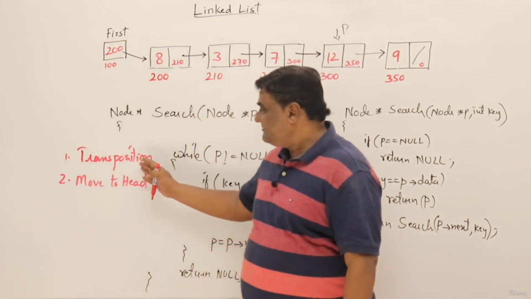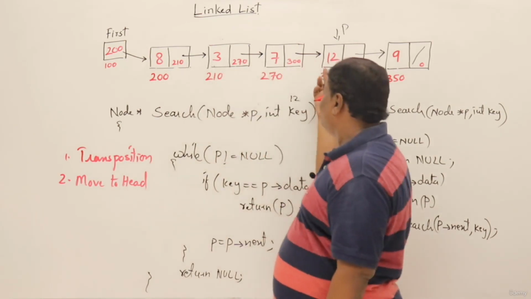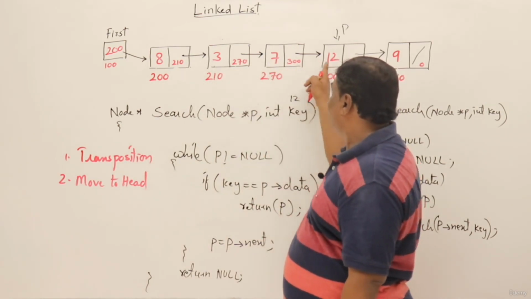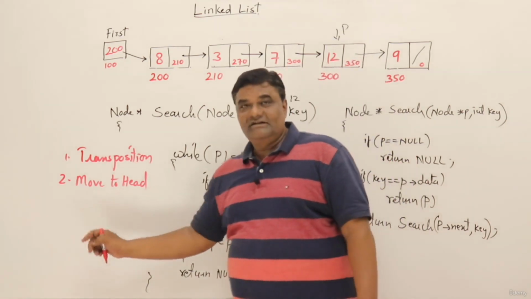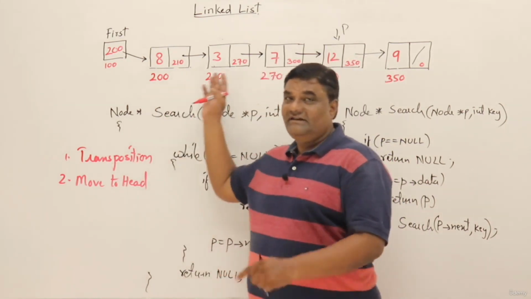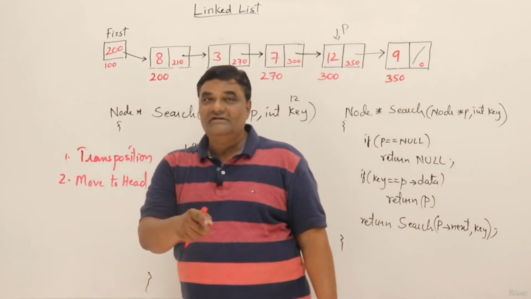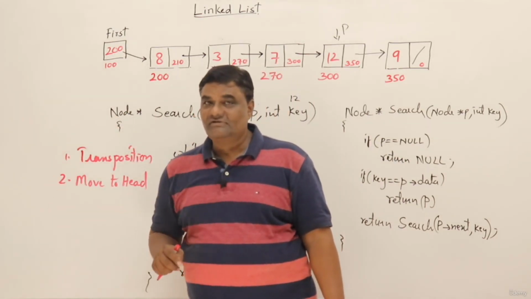So transposition was a method where we interchange the value with the previous value. So if suppose we are searching for 12, 12 should be brought here and 7 should be sent there. And the second method, we saw that move to head means the key value should be brought in the beginning, so that next time if you search for the same key, it is found just in one comparison.